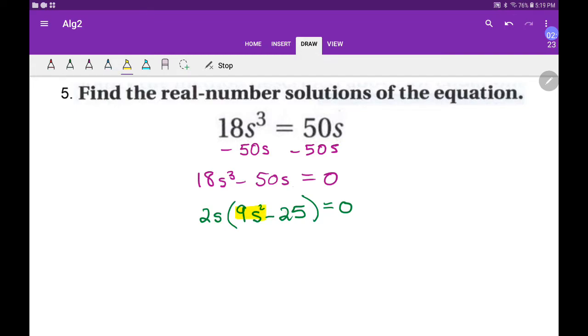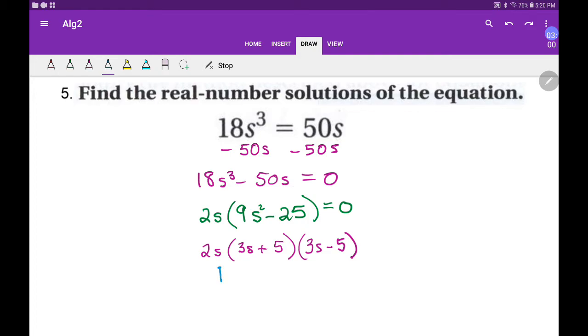9s squared is a perfect square, and 25 is a perfect square. They're both perfect squares, so I can factor this some more. I can say 2s times 3s plus 5, and then I can say 3s minus 5. Oops, minus 5. I was thinking about the fact that they make 25 together, a negative 25. And you might want to check that real quick in your head. A negative 15 and a positive 15. There is no middle term, right? They cancel out. So I think we've factored this thing, and now we want our solution.